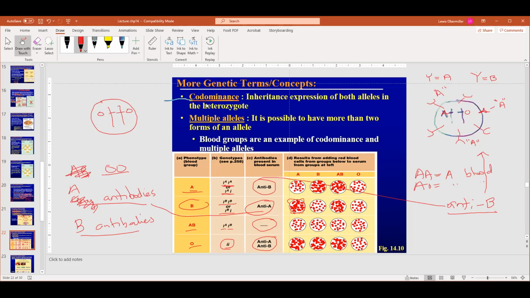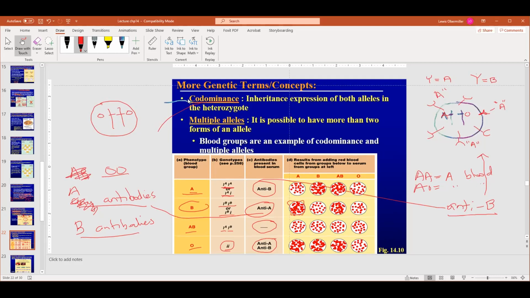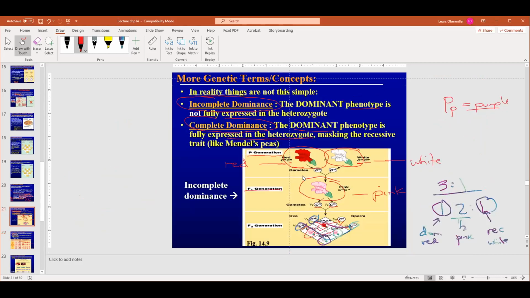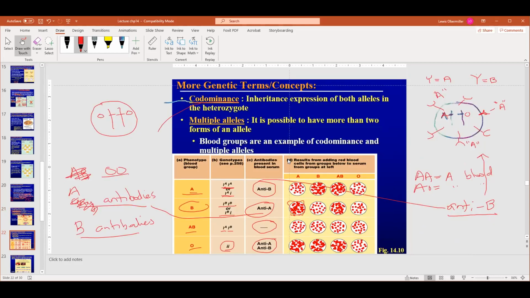A lot of students have a problem between codominance and incomplete dominance. And I guess the best way that I can describe this is codominance is expressing both, whereas incomplete dominance is expressing a mixture of the two. And it's kind of a gray area. But that's the definition.